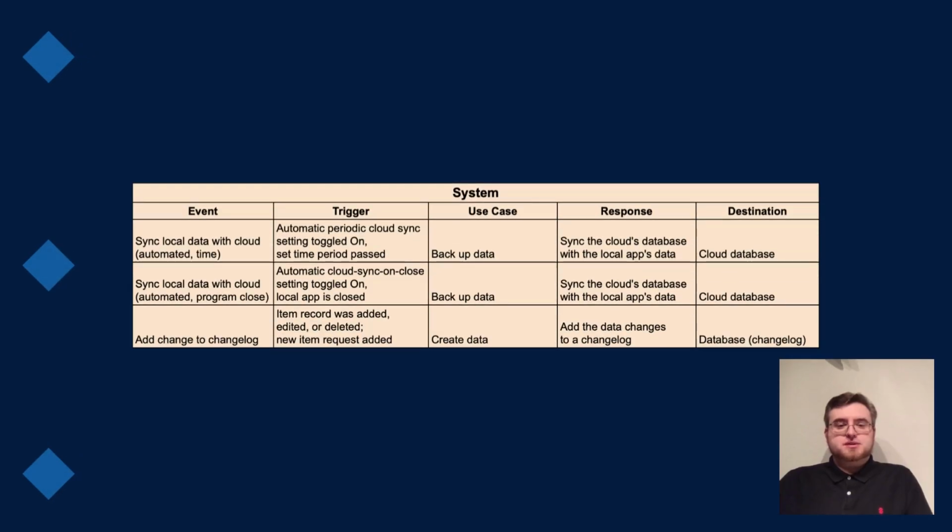There are a few system events. The first two have to do with automatic cloud syncs. The first performs a cloud sync at a set period of time. This sync must be toggled on in user settings. The second performs a cloud sync when the local app is closed. Again, this must be toggled on in settings. The system also records changes to the database in a changelog for editors and admins to view.